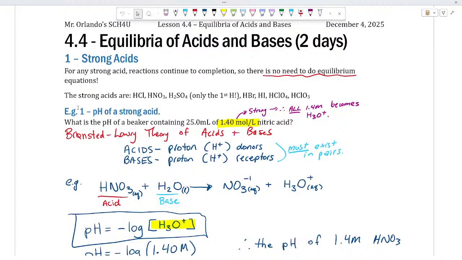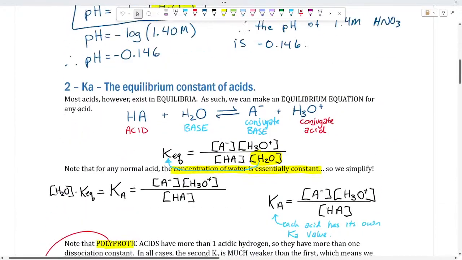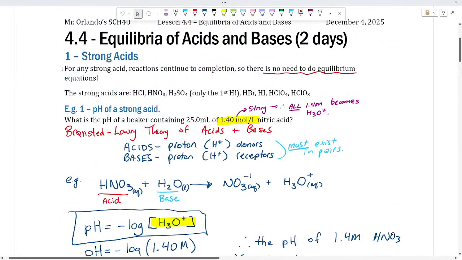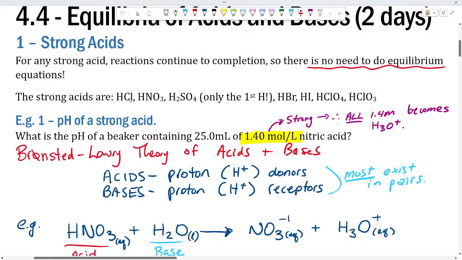So it's a similar definition for acids, and it doesn't really change much for us, but it's going to fundamentally change the way we think of bases. Now, the reason this is necessary is because we don't have to worry about this with our strong acids. HCl, HNO3, so hydrochloric acid, nitric acid, sulfuric acid, though only the first of those two hydrogens, hydrobromic acid, hydroiodic acid, perchloric acid, and chloric acid are all strong acids.